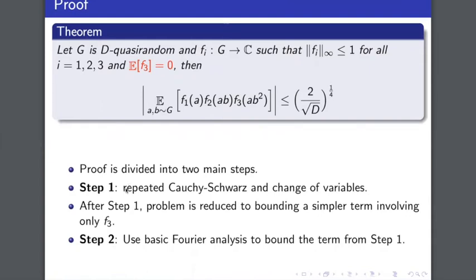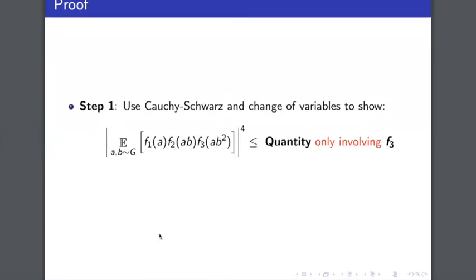Step 1 is repeated application of Cauchy-Schwarz and change of variables in order to reduce the problem into bounding a simpler term, which involves only f3, or the third function. Then in step 2, use basic Fourier analysis to bound the term from step 1. So that's the overall structure. Let's briefly discuss how step 1 looks. So step 1 is this.